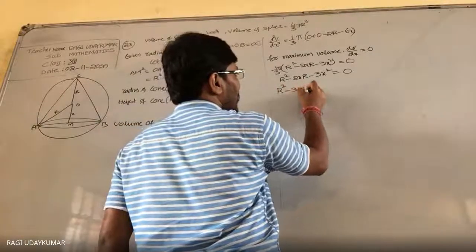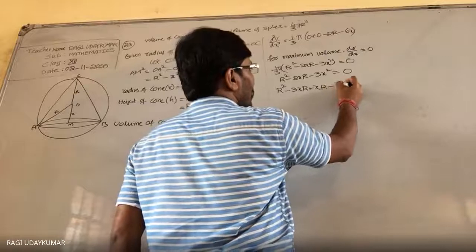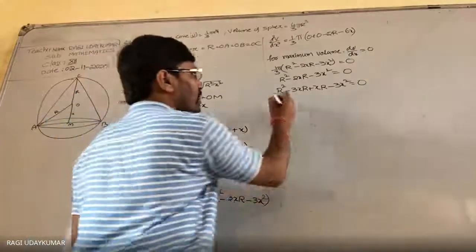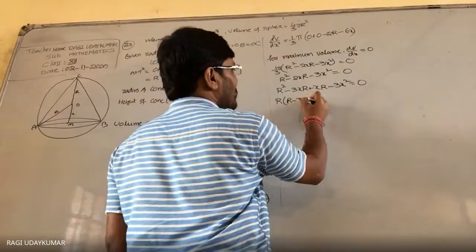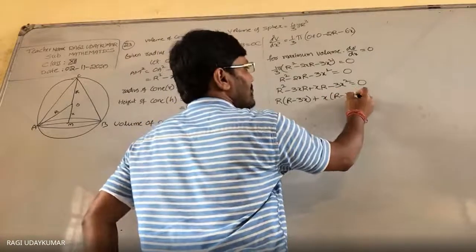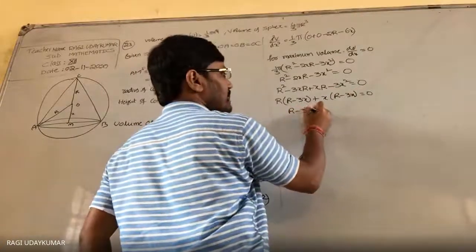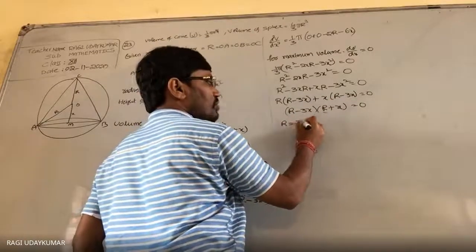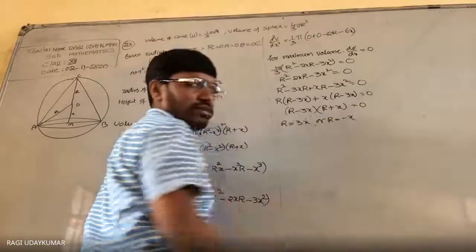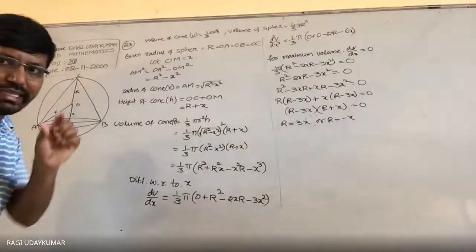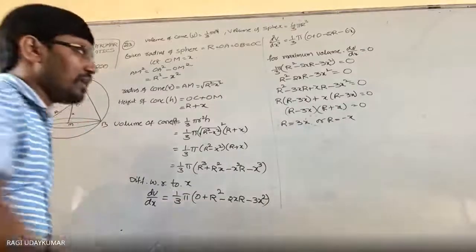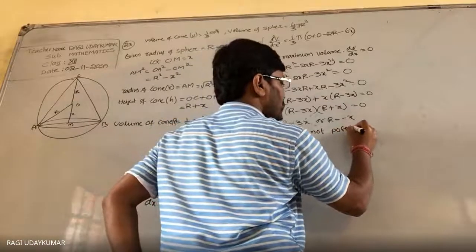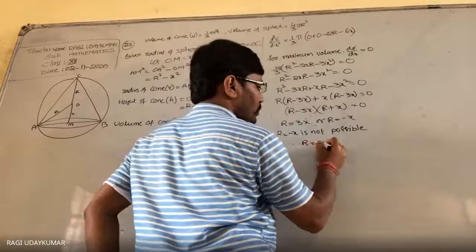r square minus 3xr plus xr minus 3x square is equal to 0. I am splitting this for the factorization purpose. So we take r common: r into r minus 3x, plus x common, r minus 3x, equals 0. Taking r minus 3x common, then r plus x is equal to 0. From this, r is equal to 3x, or r is equal to minus x. The radius will not be negative, and x is also some length, so r is equal to minus x is not possible. Therefore, r is equal to 3x.